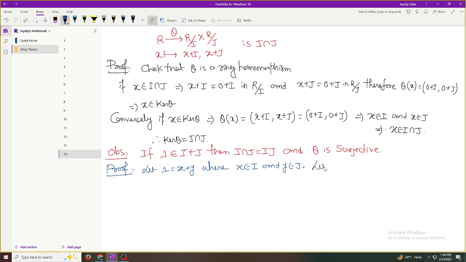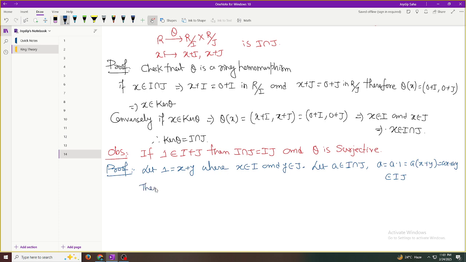Let a belong to I intersection j. We can write a equals a times 1, that is a(x plus y), which equals ax plus ay, and that belongs to ij, because a belongs to j, x belongs to I, and a belongs to I, y belongs to j, so it belongs to ij.